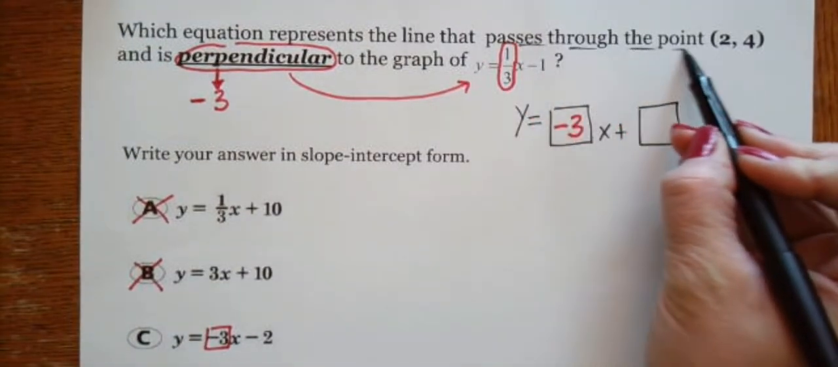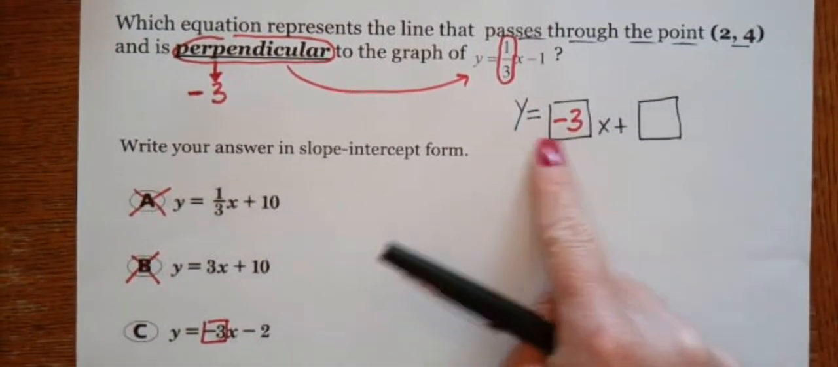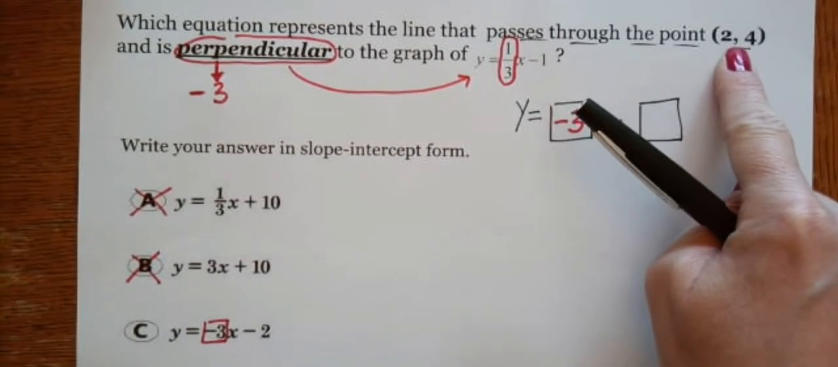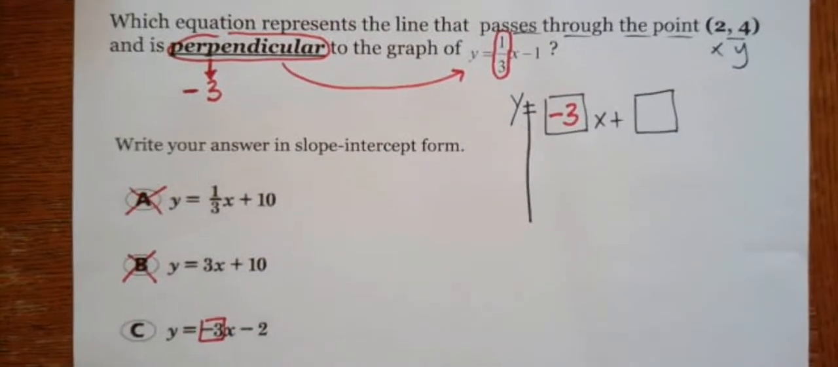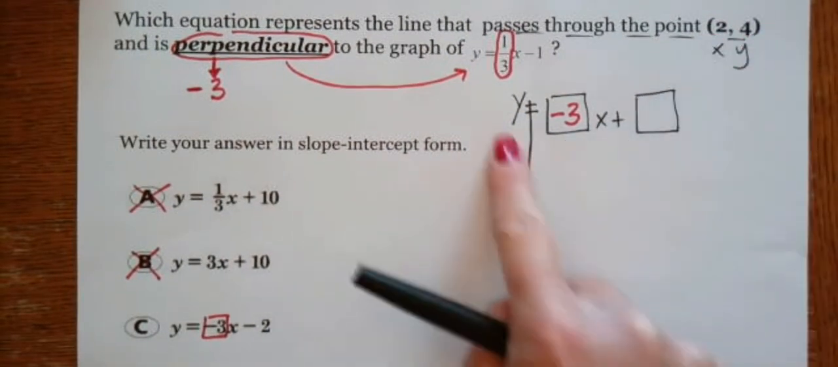It has to pass through the point 2, 4. Okay, so this line has to have 2, 4 along it. This has to be a solution. So I'm going to do the same thing I did before, for parallel lines. I'm going to take this point 2, 4, and I'm going to plug it in.